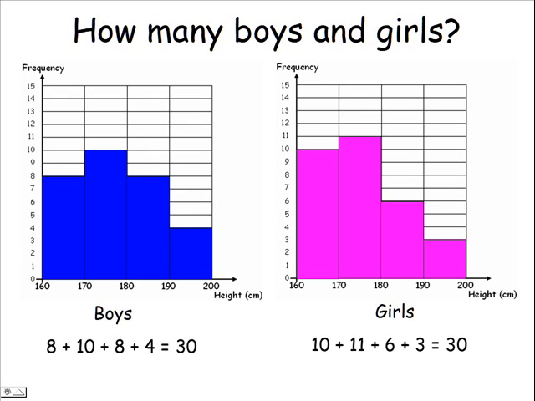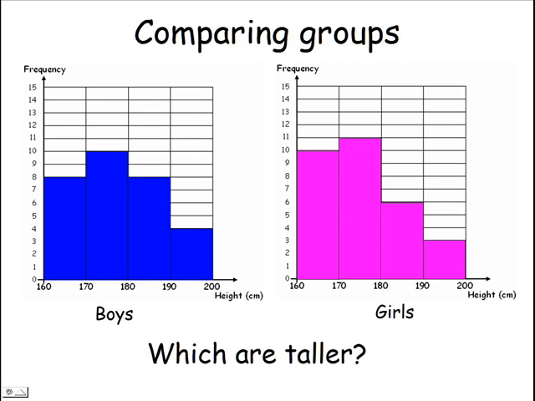Now let's look at these frequency diagrams showing the height of some boys and girls. Adding up the frequencies, there are 30 boys represented in the left-hand frequency diagram and 30 girls in the right-hand one. In order to make reasonable comparisons between these sorts of charts, you need roughly the same number of individuals in each. So, which group of students are taller, girls or boys? Flicking back and forth to the left and right is quite tricky. It would be better if we could represent both sets of data together on one set of axes.